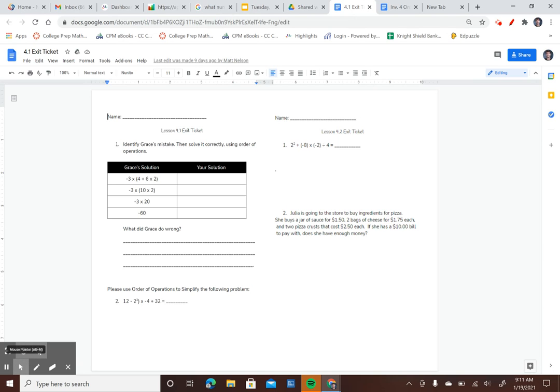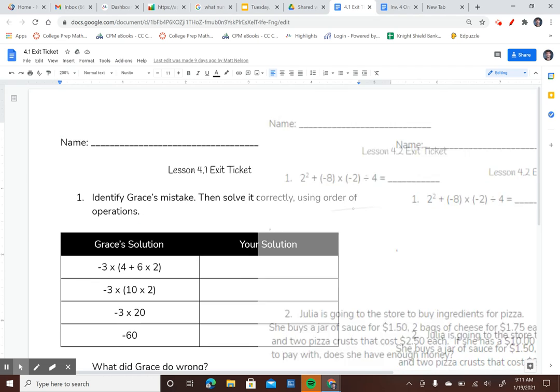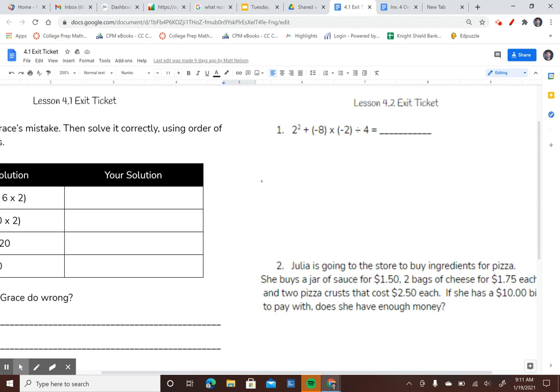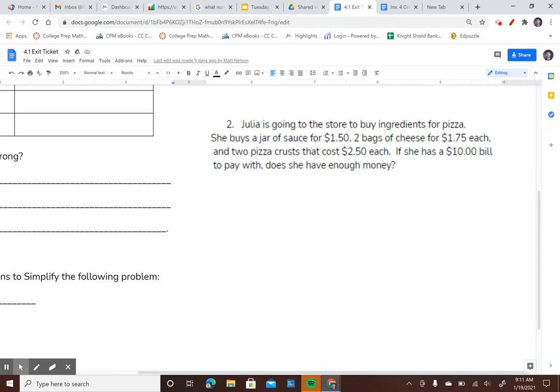And so here we're looking at exit slip 4.2 over on the right side of the screen. Let's go ahead and take a look at it. It gives you a real world problem. Here it says Julia is going to the store to buy ingredients for pizza. She buys a jar of sauce for $1.50, 2 bags of cheese for $1.75 each, and 2 pizza crusts that cost $2.50 each. She has a $10 bill to pay with. Does she have enough money?